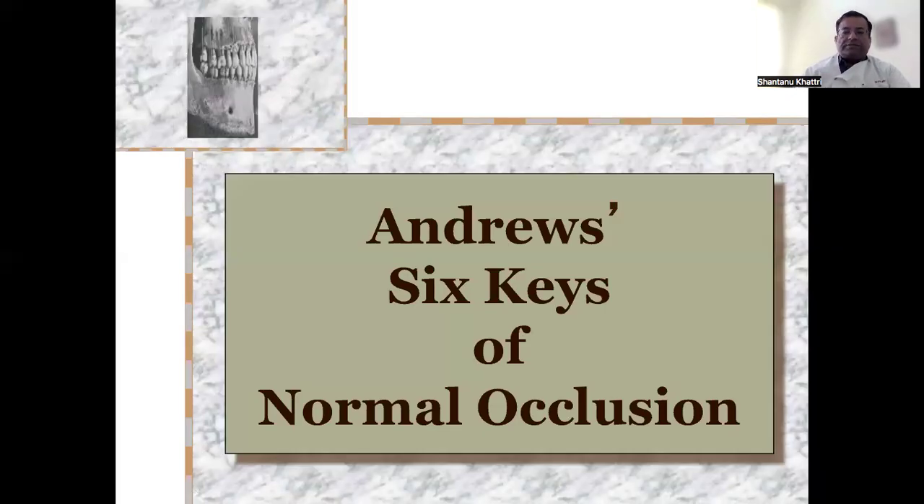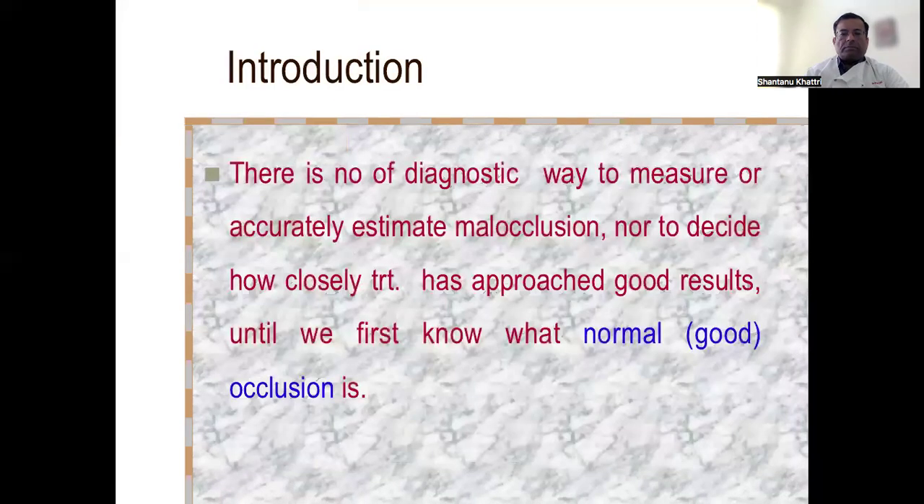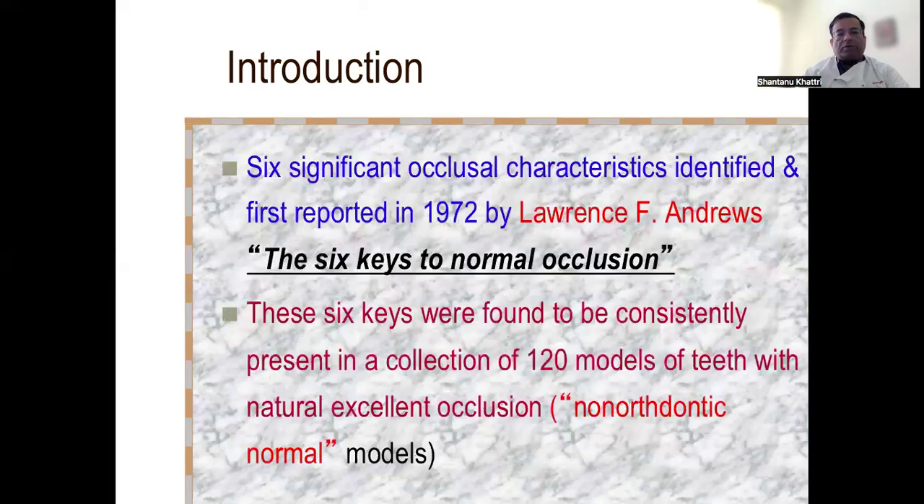So today we will discuss Andrews' 6 keys of normal occlusion. There is no diagnostic way to measure or accurately estimate malocclusion, nor to decide how closely treatment has approached a good result, until we first know what normal or good occlusion is. So it is very important to know what a good or normal occlusion is. Only then will you be able to differentiate between a normal occlusion and an abnormal occlusion.